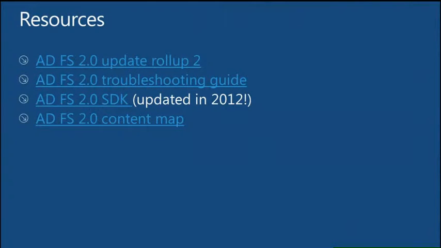In terms of resources, Rollup 2 is out now. Rollup 1 was needed for Office 365 integration. Rollup 2 has sorted out some issues with SAML, with IDP-initiated federation. It's also got some other performance features in there. So well worth putting Rollup 2 on, okay?